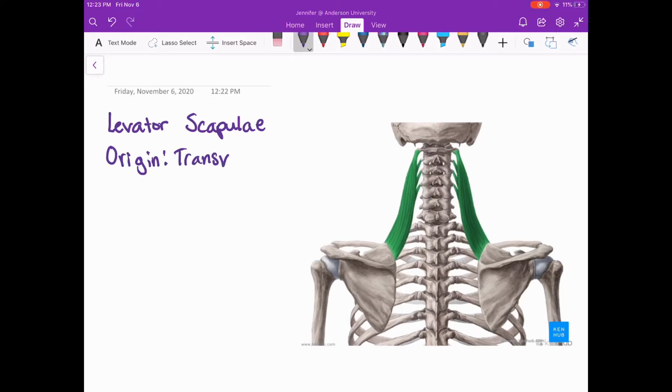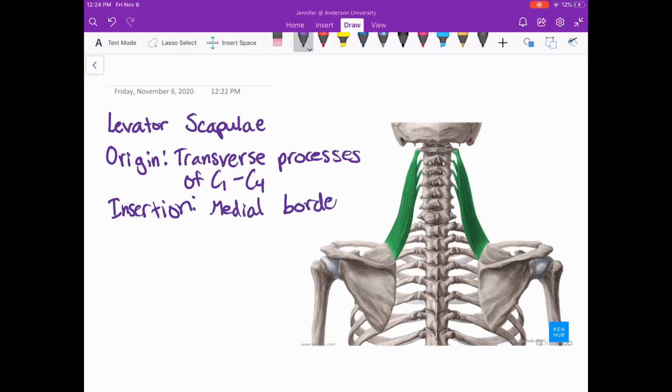Next, we have the levator scapulae, which is much more difficult to find and identify than the trapezius. It is located at the back and side of the neck, deep to the trapezius. The origin is the transverse processes of C1 through C4, and the insertion is the medial border of the scapula, superior to the spine. So this is underneath the trapezius. And there it's outlined.